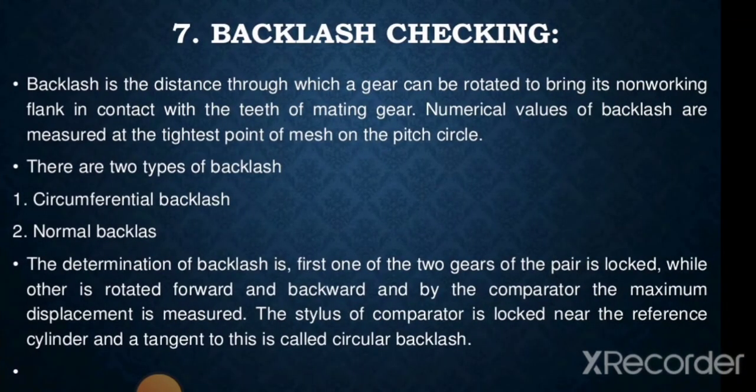Next one, we will see backlash. What is backlash? Backlash in a gear is the play between mating tooth surfaces.